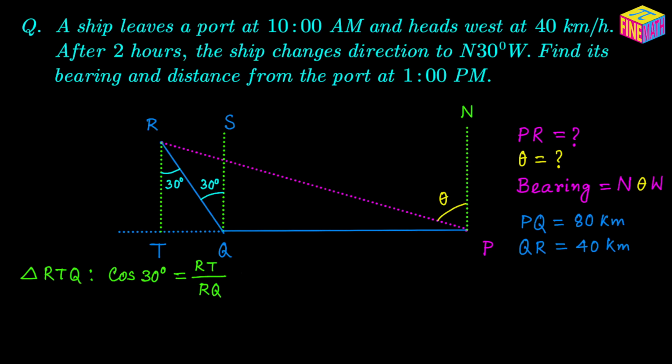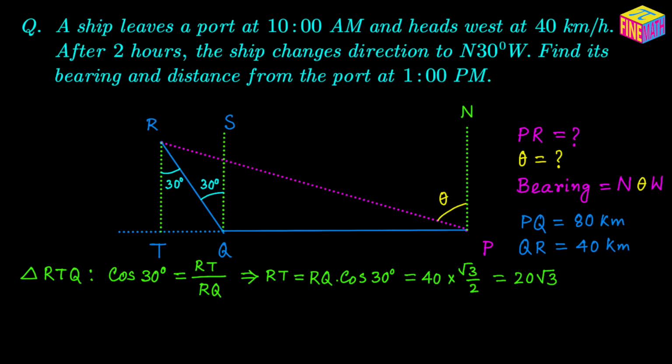To calculate RT, we can use the cosine ratio of 30 degree angle in the right triangle RTQ. We can say cosine of 30 degree will be equal to RT over RQ. And from here, we can then say that RT will be equal to RQ times cosine of 30 degree. Now, what is RQ? Well, that is 40 km. So, this will be 40 times cosine of 30 degree. That would be 40 times square root of 3 over 2. And that will be equal to 20 times square root of 3. So, this is the value of RT.